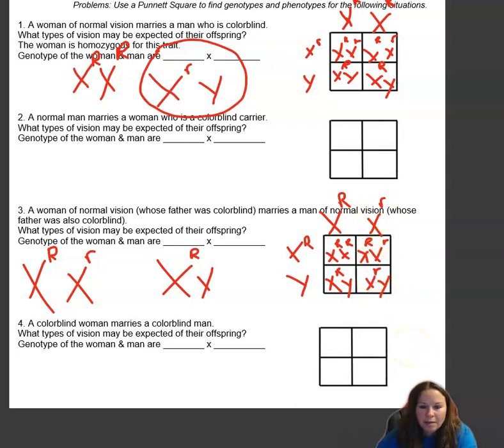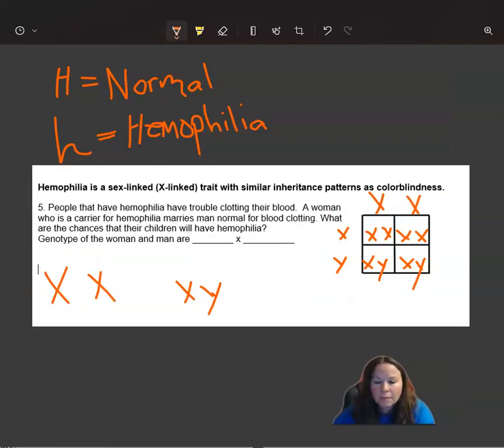All right, so that's a couple of the red-green color blindness problems. So let's take a look at the hemophilia problem, which was the last one on that worksheet. Hemophilia, again, is a disorder, a mutated gene where you can't create proteins to clot your blood properly. So big H is normal. Little h is going to be the recessive mutated allele for hemophilia. And this is an X-linked trait, so it's on the X chromosome.